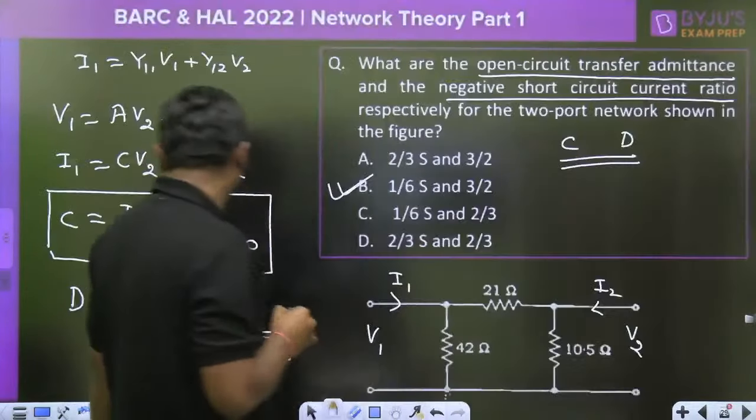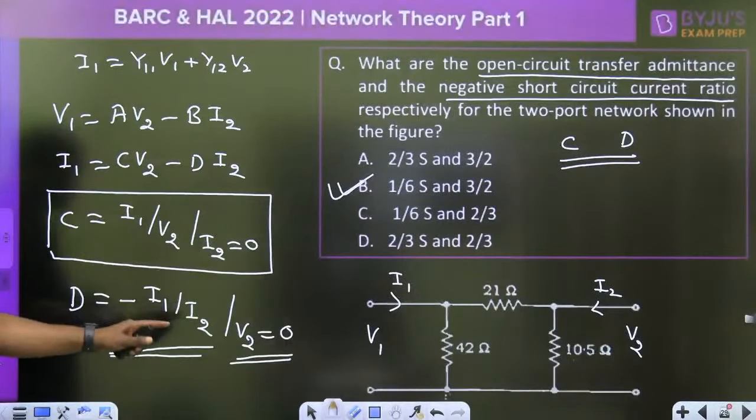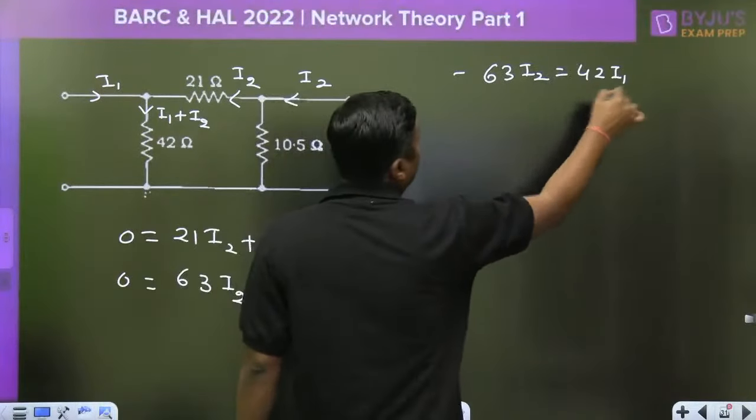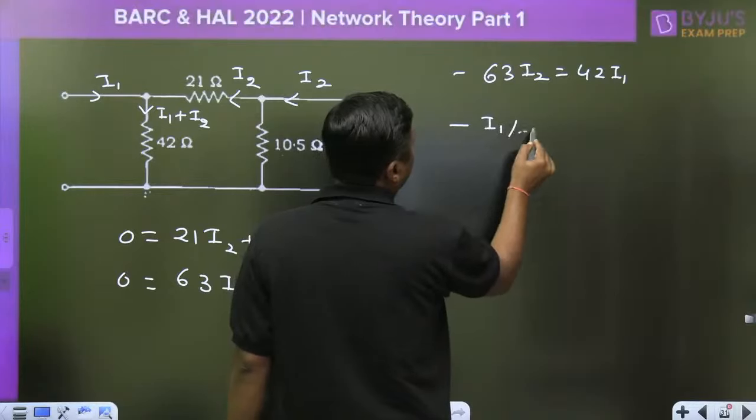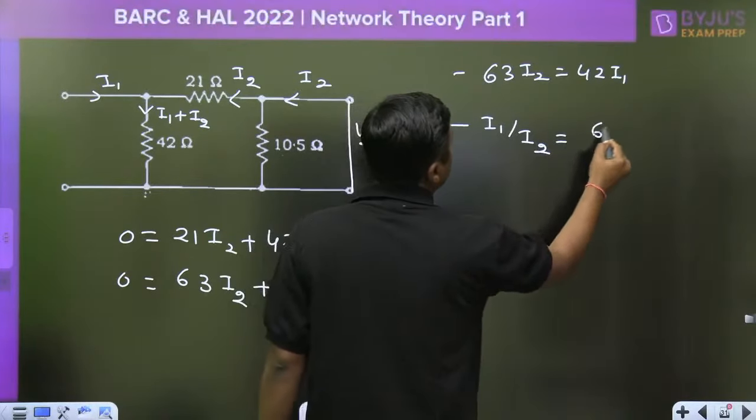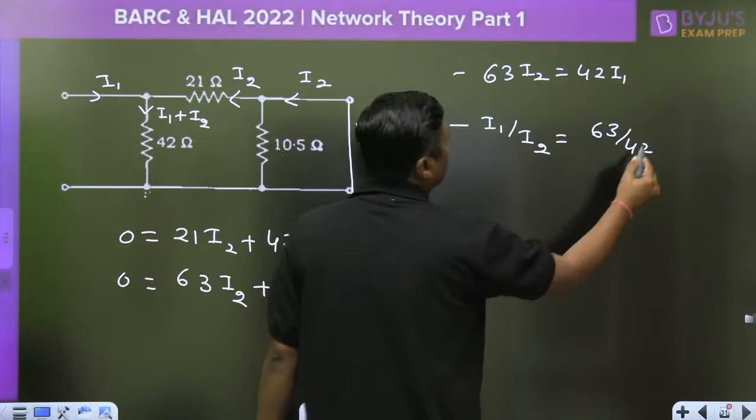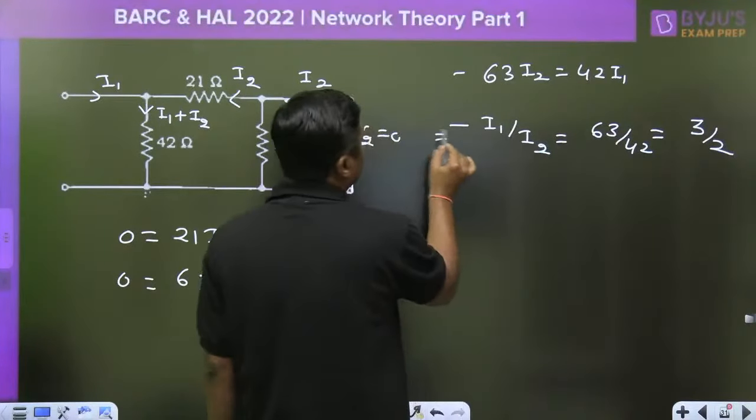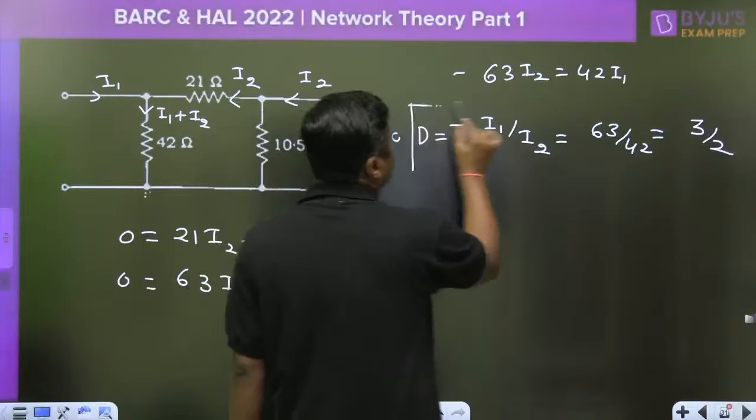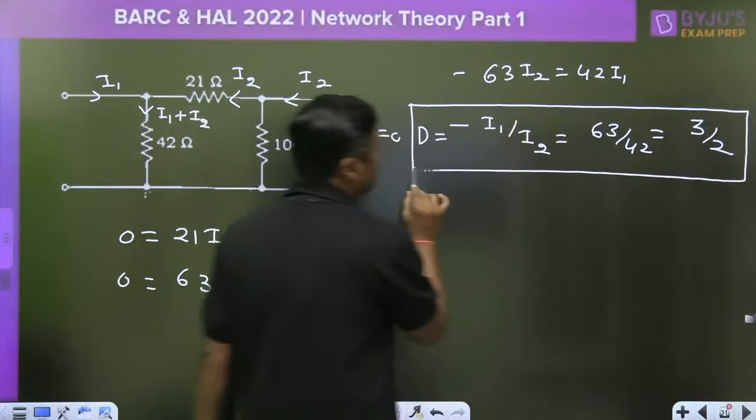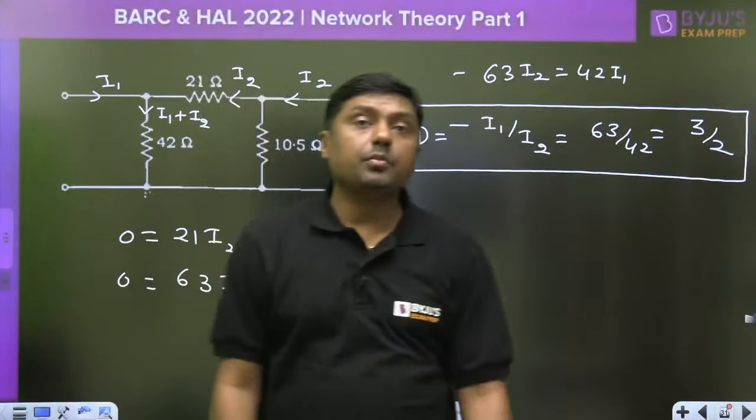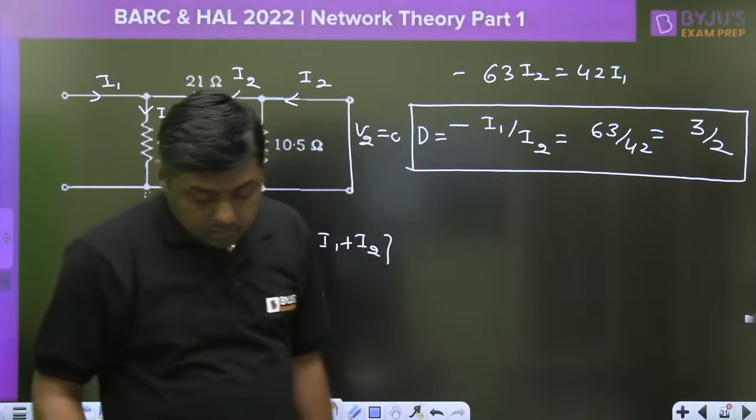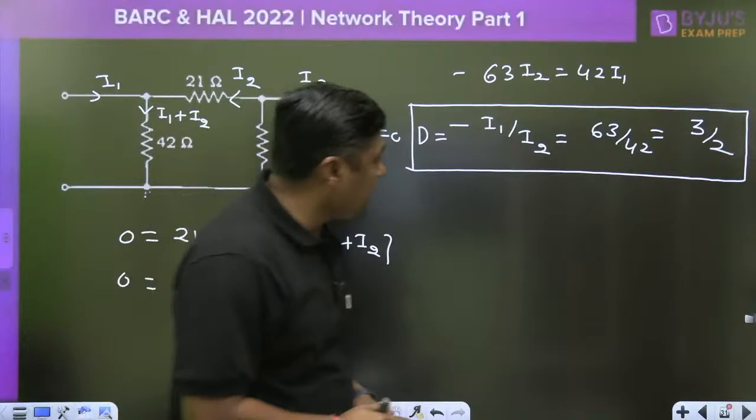Now, with minus sign, you have to find minus I1 by I2. This is the I1. Minus I1 by I2 is equal to 63 divided by 42. That is nothing but 3 by 2. D. That is a 3 by 2. Right? So that is the answer. Okay then. That is all from my side.